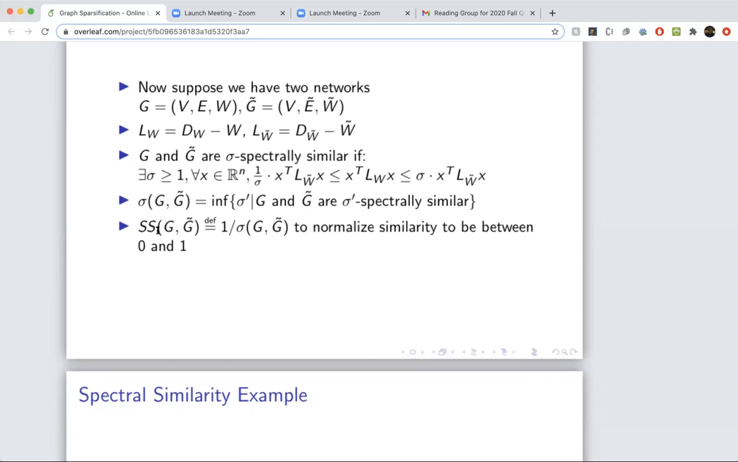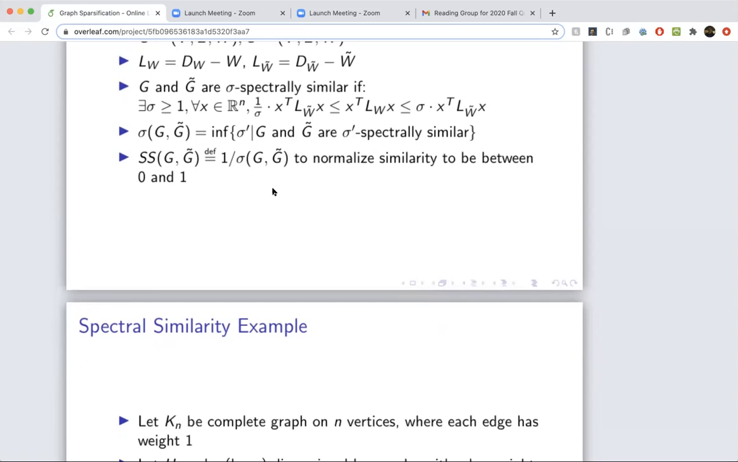Then we define the actual spectral similarity between G and G tilde to be equal to one divided by this infimum over all the feasible sigmas. This is because we are checking if there exists a sigma greater than or equal to one. To normalize the similarity scores, because we usually use similarities between 0 and 1, we just take the reciprocal. And because we're looking for the infimum, if you can get a lower sigma, then the spectral similarity between two graphs is going to be higher.